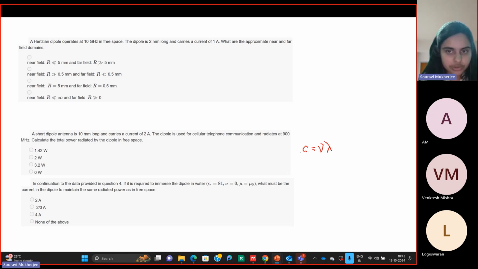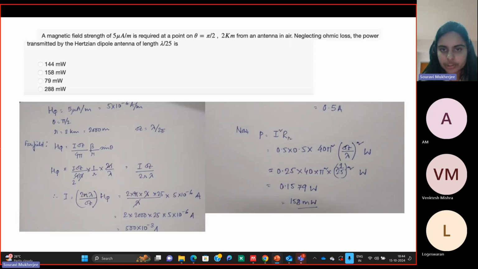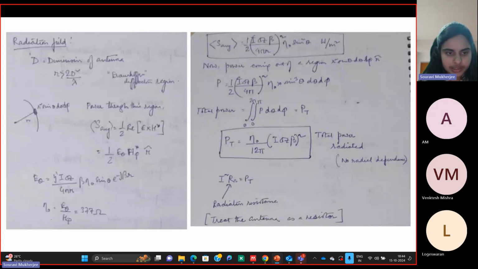Now in your question, you know it's in free space, so this is C, 3 into 10 to the power 8. You know your frequency, which is given as 900 megahertz. That means you can find an expression for lambda. Once you know lambda, if we go back to the expression of our power, you can see that it's in free space, so eta naught is given as 377.